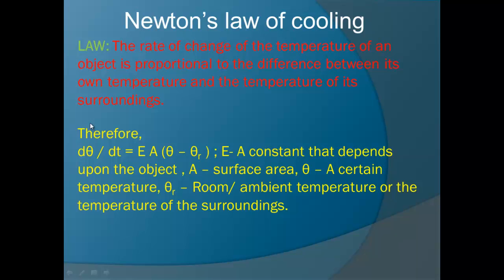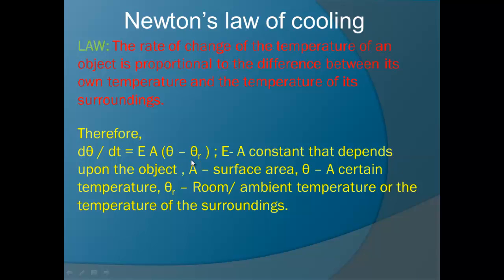So you can say that the rate of change of temperature is d theta by dt, and it is proportional to the difference between its own temperature and the temperature of the surroundings. If I take the object's temperature to be theta, and the room or ambient temperature, the temperature of the surroundings, to be theta r, then d theta by dt is proportional to theta minus theta r.